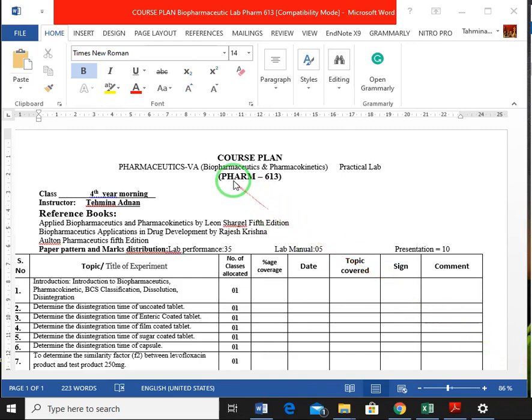This is the course plan of Form 613, Biopharmaceutics and Pharmacokinetics, fourth year. I think it is morning or evening, I don't know which lab. The books which we prefer for the practicals are all the same which we have followed for 611, Biopharmaceutics and Pharmacokinetics.